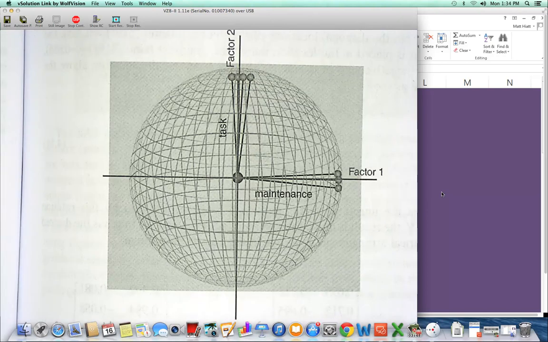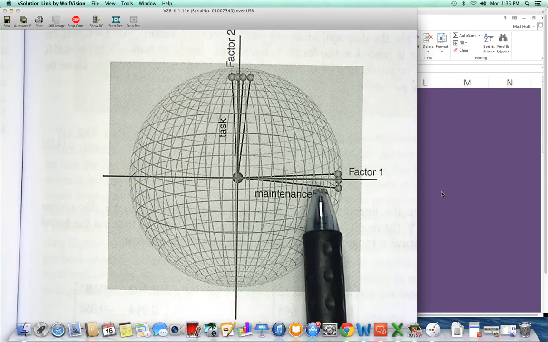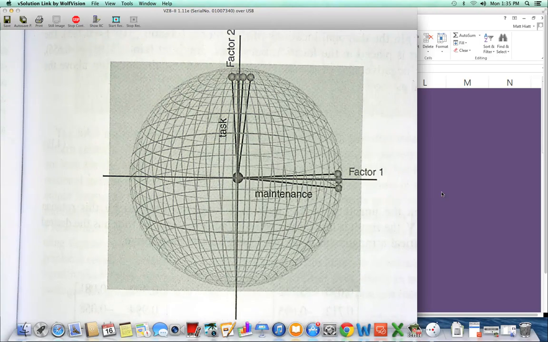And looking at this plot, it becomes much easier to interpret, where you can see that factor 1 is definitely defined by maintenance. We see the clusters of the 6 maintenance variables or questions right there, and then factor 2 is defined by task. So essentially the goal of rotation is to seek factors that have mainly 0 or nearly 0 loadings within the center of clusters, with the center of clusters of variables.